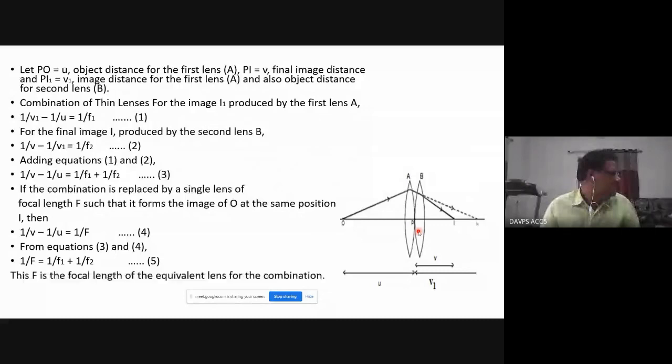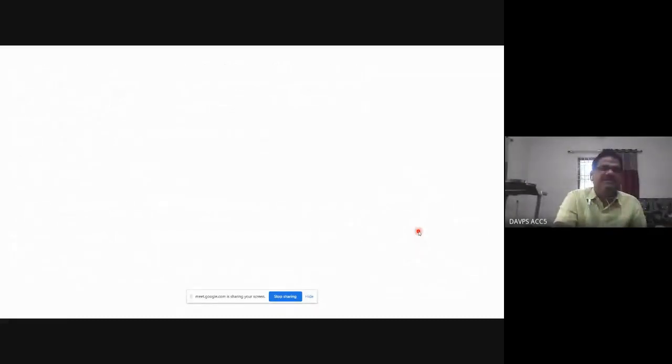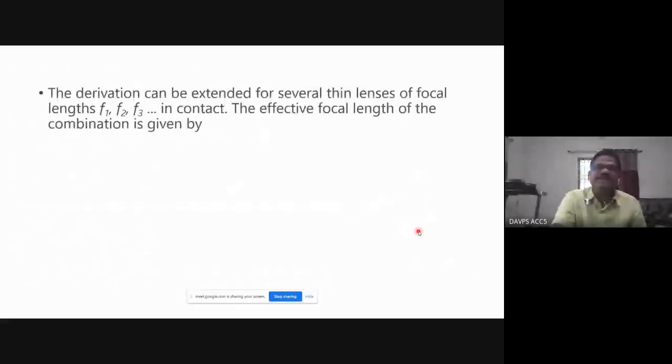Okay, that I will be finding: 1 by capital F equal to 1 by F1 plus 1 by F2 minus D by F1 F2. If there is a gap, that is the extra formula you just have to remember.